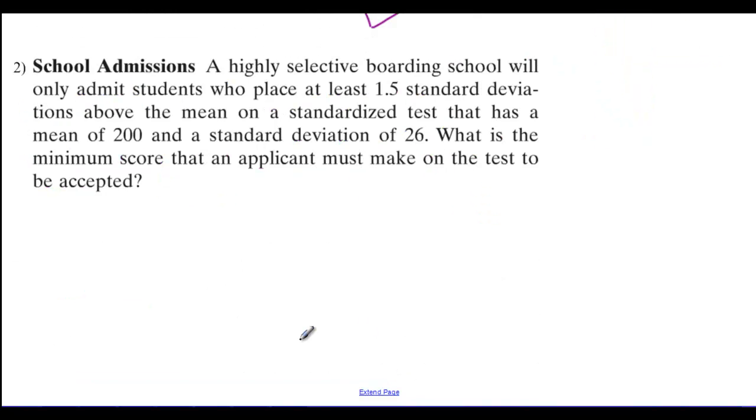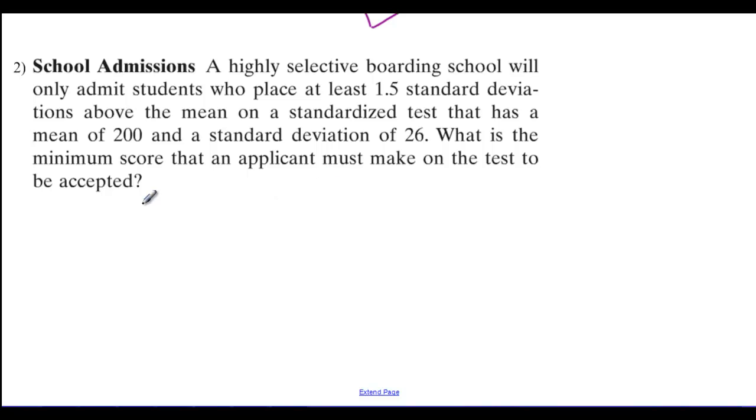All right, let's talk about school admissions. A highly selective boarding school will only admit students who place at least 1.5 standard deviations above the mean on a standardized test that has a mean of 200 and a standard deviation of 26. What's the minimum score that an applicant must make on the test to be accepted?